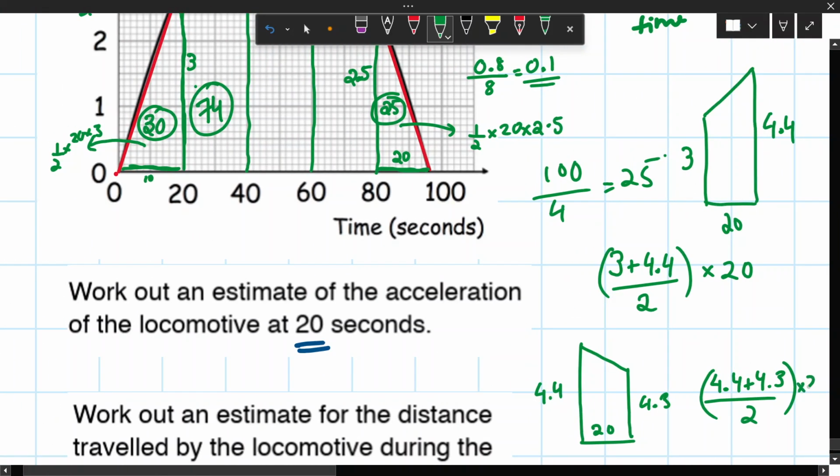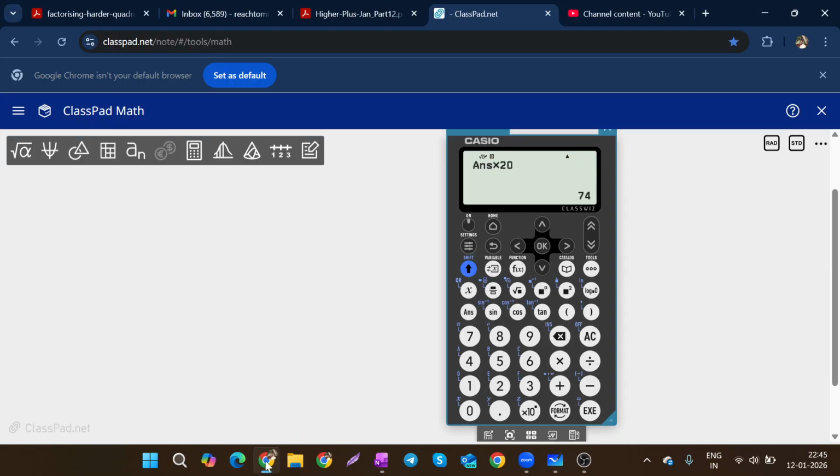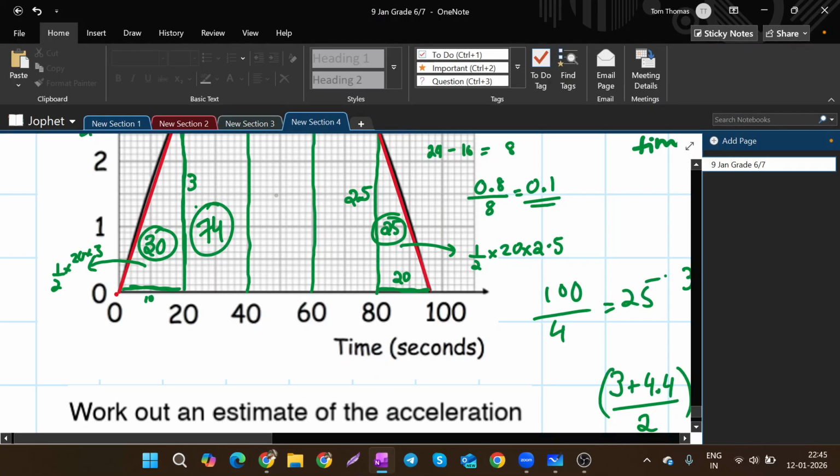And then multiply that with 20, which is the base. So that's 4.4 and 4.3. Obviously the middle is 4.35. So 4.35 times that by 20, which gives us 87. So this one would be 87.